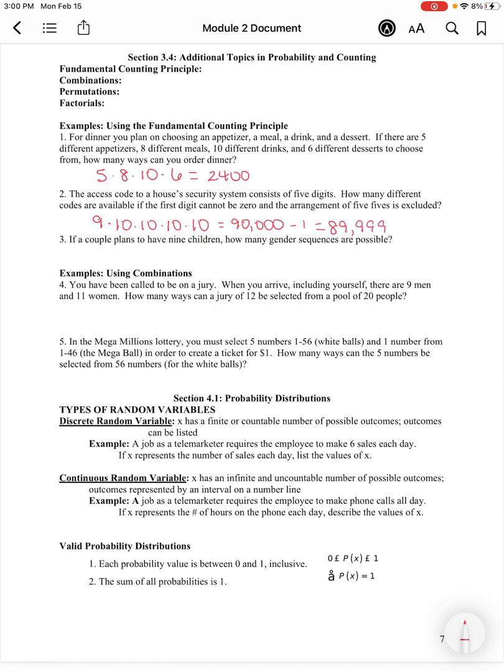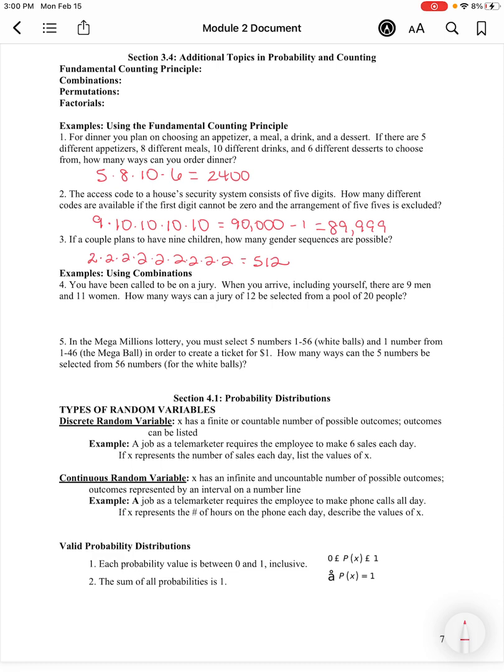So that's 89,999 possibilities. If a couple plans to have 9 children, how many gender sequences are possible? Well, there's 2 genders for the first child, 2 for the second, and so on up to the ninth. So that's 2 to the 9th power. So there are 512 different combinations.